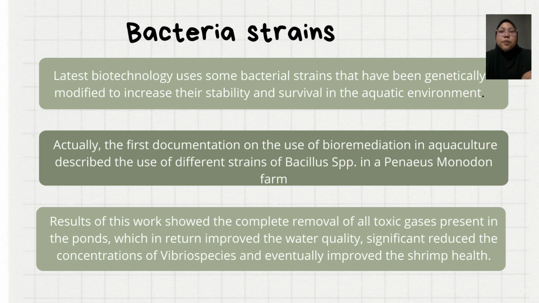Actually, the first documentation on the use of bioremediation in aquaculture described the use of different strains of Bacillus species in a Penaeus monodon farm. In this case, bacteria were first inoculated into the rearing water, which diminished the concentration of ammonia and nitrate, and then increased the shrimp survival. Later on, the bacteria were inoculated into the pond in which the adults grow, and then shrimp harvest increased. The last result of this work shows the complete removal of all toxic gas present in the pond, which in return improved the water quality, significantly reduced the concentration of Vibrio species, and even improved the shrimp's health.